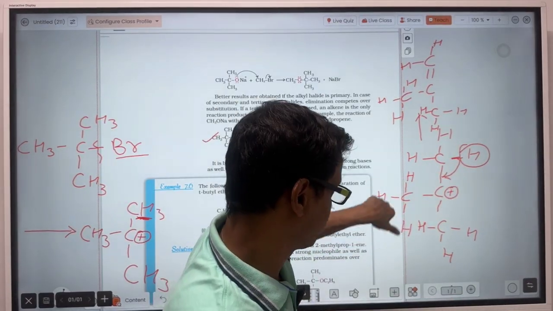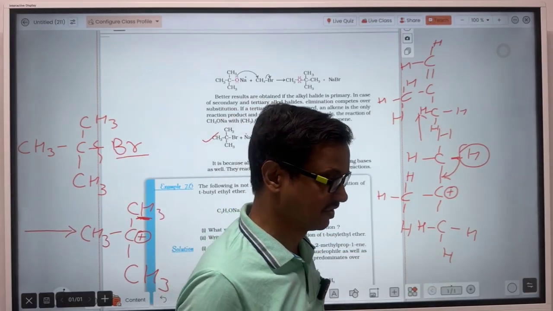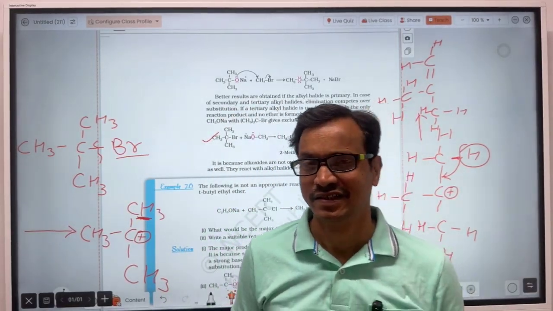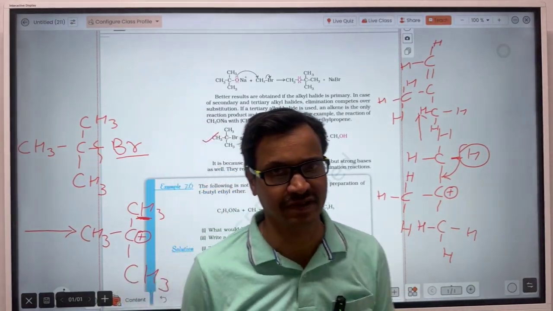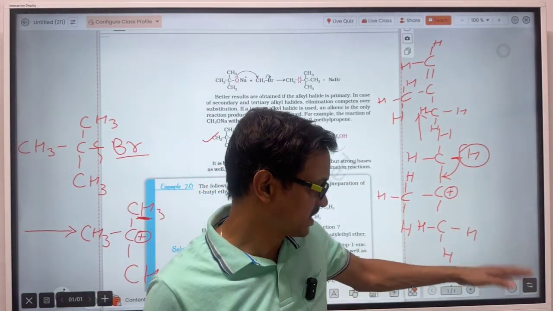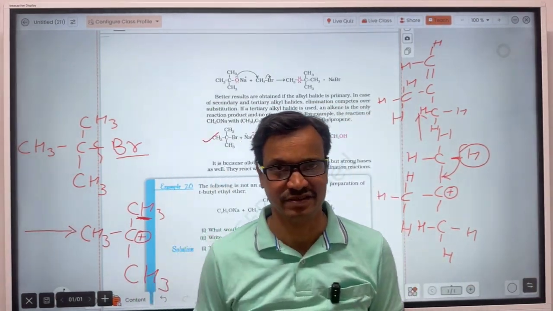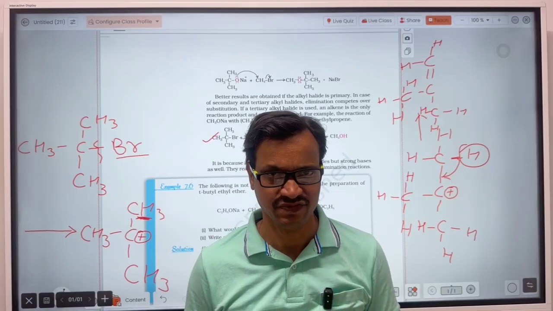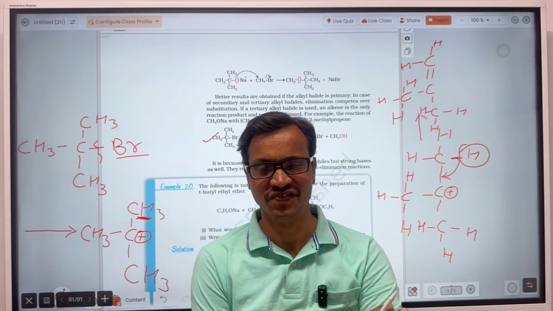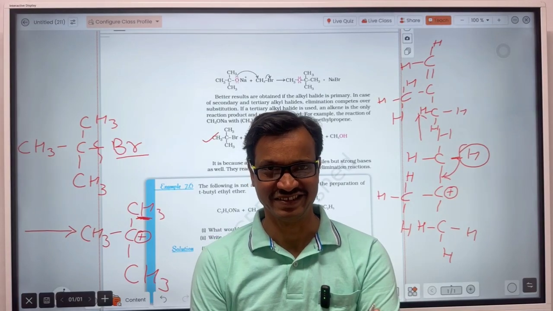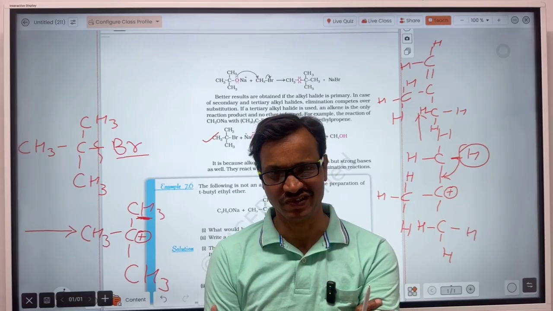There are a total of 9 hydrogens attached here: 1, 2, 3, 4, 5, 6, 7, 8, 9. So the probability of release of H plus ion and the formation of a carbon-carbon double bond will be very high. So H plus will release from there and there will be alkene formation. So when you take the tertiary haloalkane, there will be formation of alkene instead of ether. Yes, some ether will form, but that will be in a very small quantity.